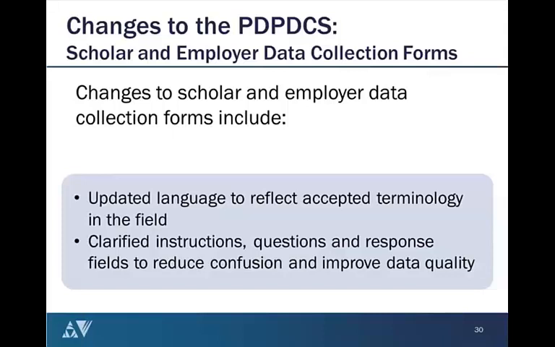The most significant change scholars will see in their data collection forms is the addition of sections A through D and G. These sections are all pre-filled displays of information entered by the grantee and the scholar record. Some of these fields can be edited by the scholar.